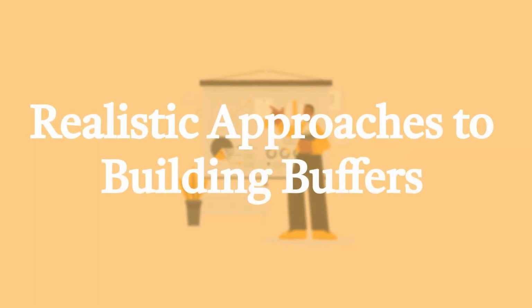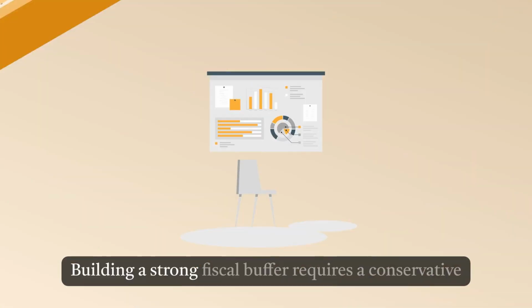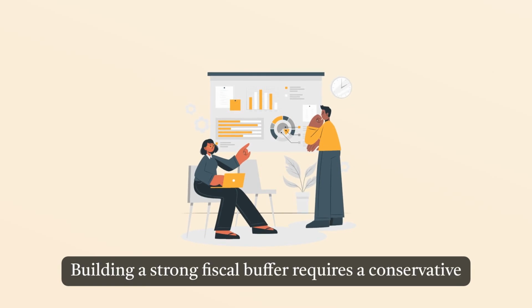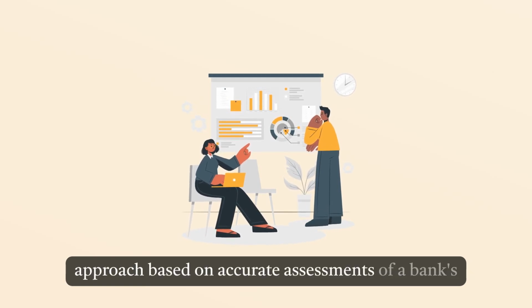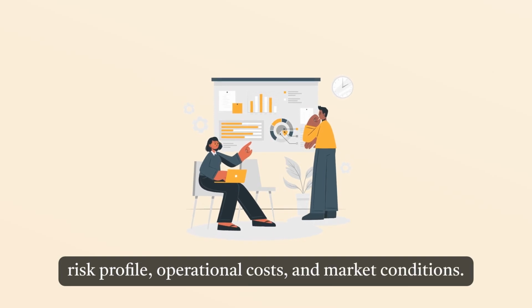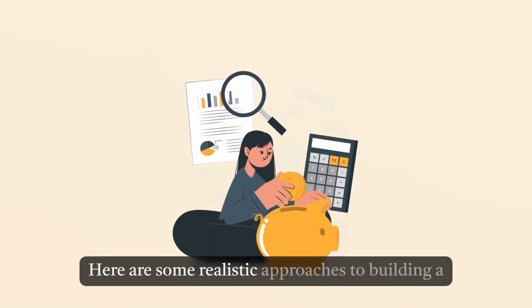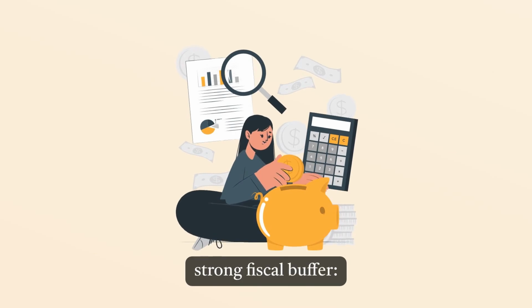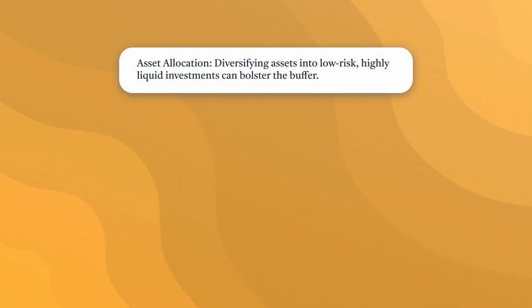Realistic approaches to building buffers. Building a strong fiscal buffer requires a conservative approach based on accurate assessments of a bank's risk profile, operational costs, and market conditions. Here are some realistic approaches to building a strong fiscal buffer. Asset allocation. Diversifying assets into low-risk, highly liquid investments can bolster the buffer.